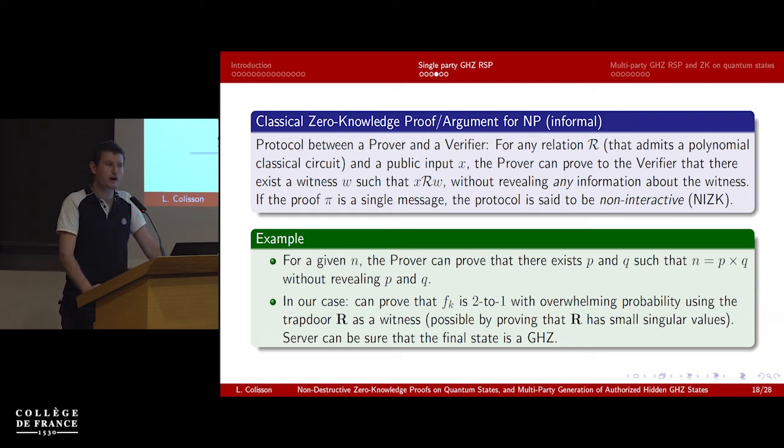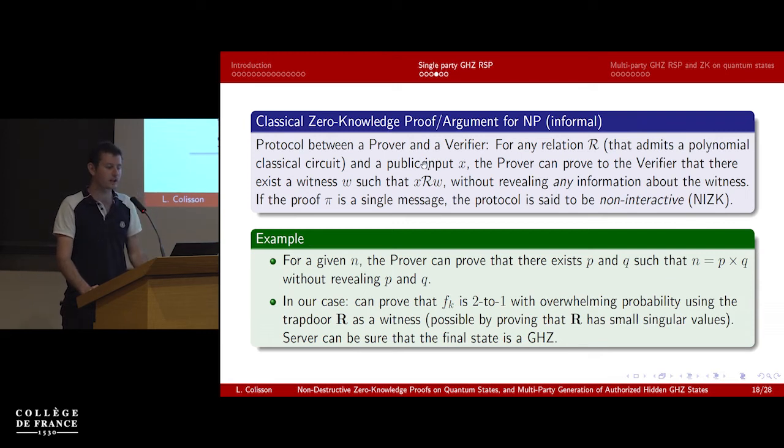Now we would like to add what we call zero knowledge proof on quantum state. So we would like to make sure that the server can check some properties on the state that it just got. So first, let me introduce what is classical zero knowledge. We will say that a protocol is a zero knowledge proof or argument when you have a prover and a verifier, and you want to check for some relation between inputs and witnesses.